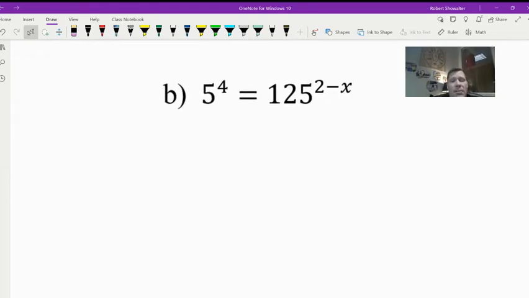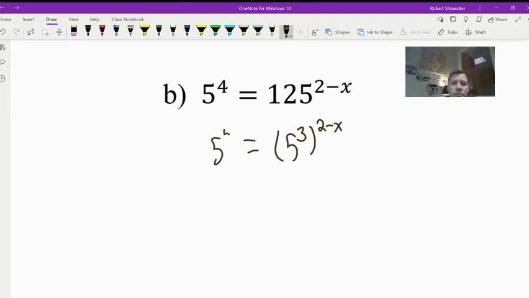Okay, we can't reduce that base. 125 to the 2 minus x power. We can rewrite 125 as base 5. So we make that 5 to what power? 5 to the third is going to be 125. And we have that all raised to the 2 minus x power. Once we have a power-to-power situation, we can multiply those two exponents.